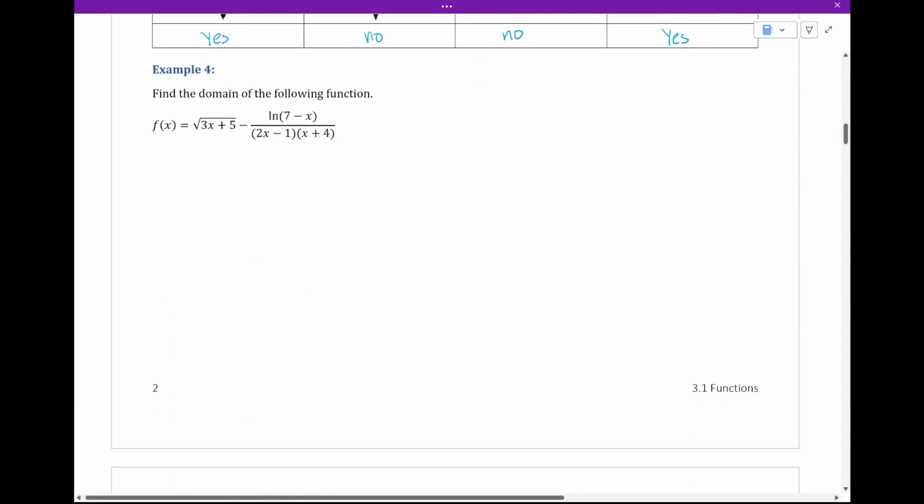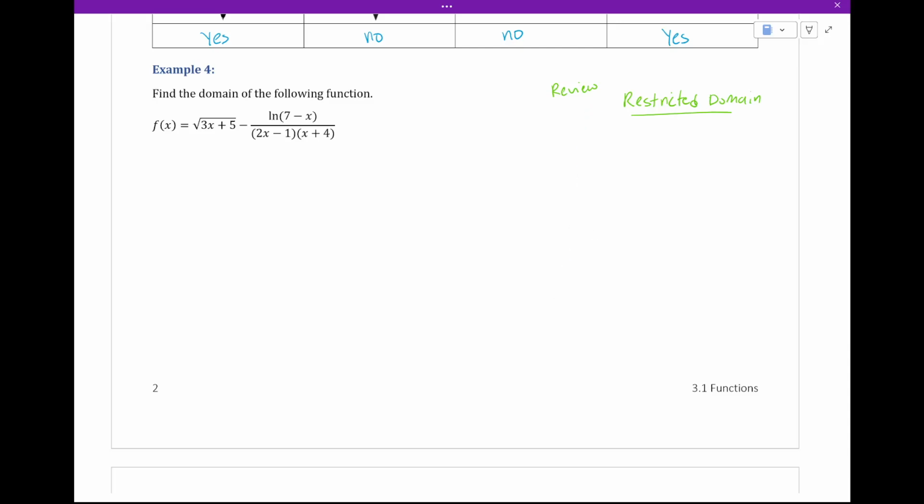Here we are at example 4. This is a review of how to find the domain of a function. So here's your little review on domain. We have 3 cases where we've got restricted domain. I'll write all three of them over here.